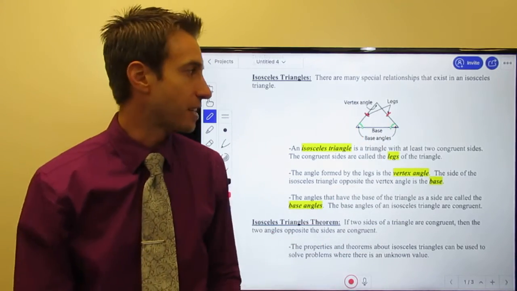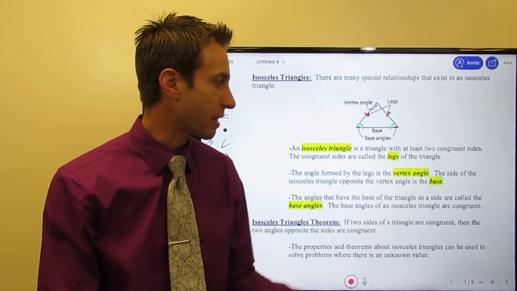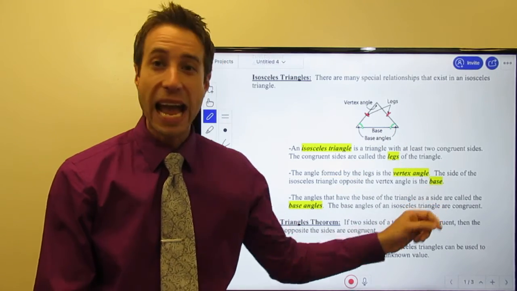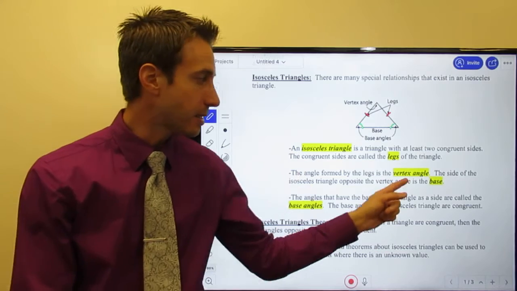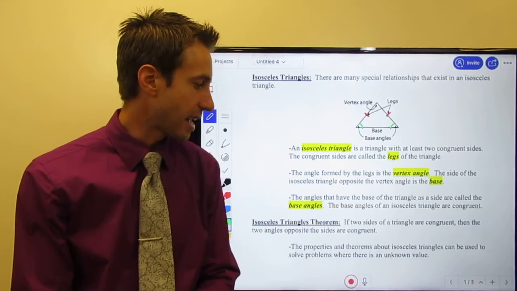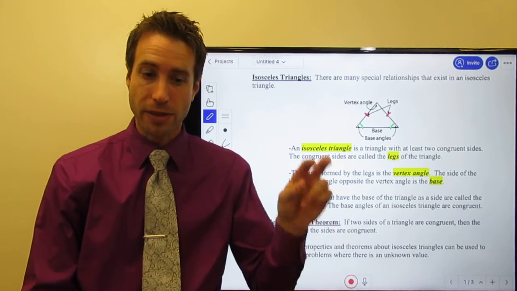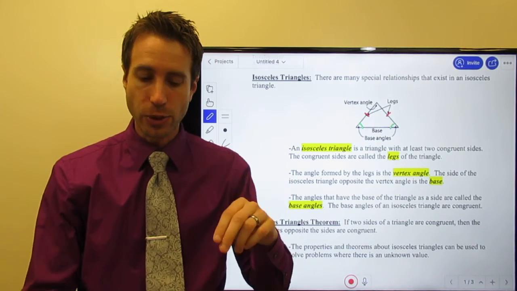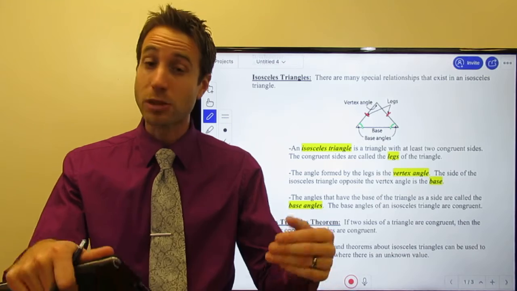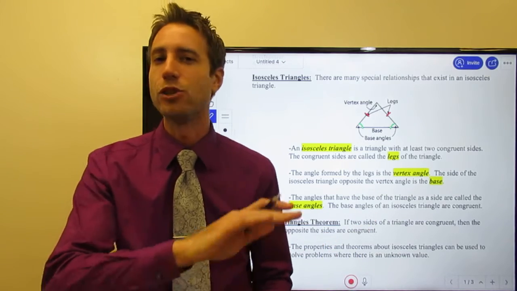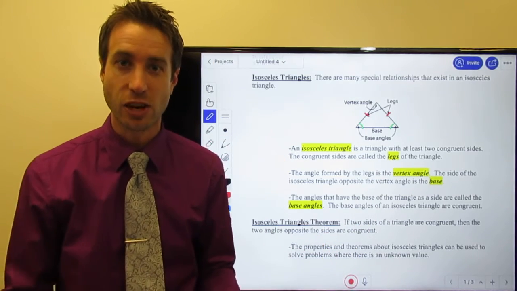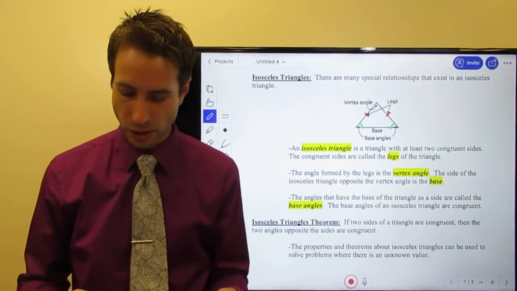Then finally, just to finish things off, that third side, we'll call it the base, and the angle opposite the base is going to be the vertex angle. Now, just with that information, that two of the sides must be congruent and the base angles must also be congruent, we can do all sorts of problems with isosceles triangles, which we'll see here on the next page.